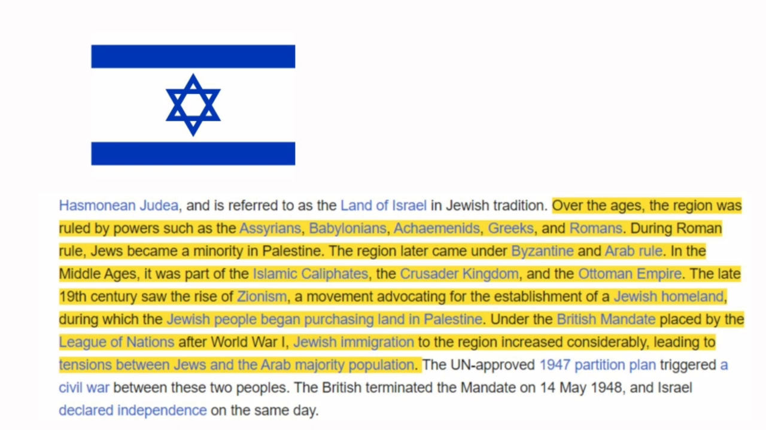The late 19th century saw the rise of Zionism, a movement advocating for the establishment of a Jewish homeland, during which the Jewish people began purchasing land in Palestine. Under the British mandate placed by the League of Nations after World War I, Jewish immigration to the region increased considerably, leading to tension between Jews and the Arab majority population.